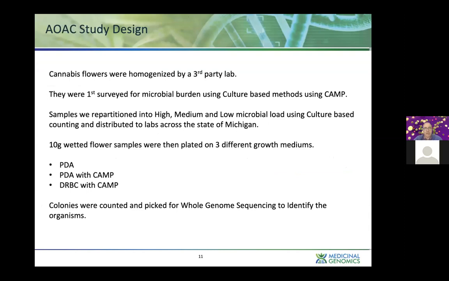It started with cannabis flowers that were homogenized by a third-party lab, large quantities of it, and they segregated this and binned the cannabis into 3 buckets that were measured using culture and chloramphenicol. So they came up with bins of cannabis that were high, medium, and low CFU counts as measured using chloramphenicol, which is a selective agent to knock down bacteria, but we also know it knocks down Aspergillus and other fungi. These samples, once they were partitioned, were sent out to fourth-party labs that would then run some of these experiments on 10-gram samples in replica, five-time replication.